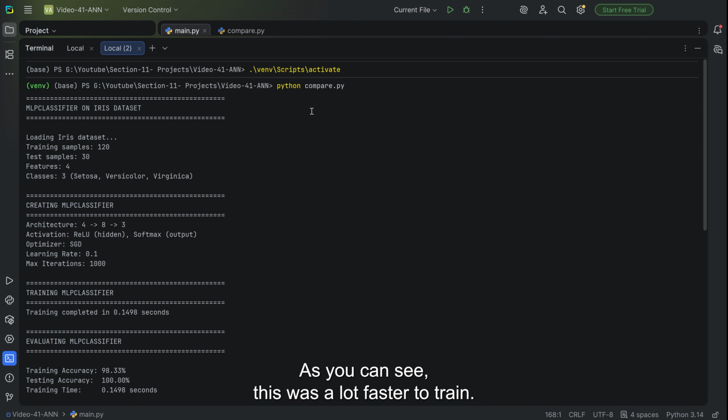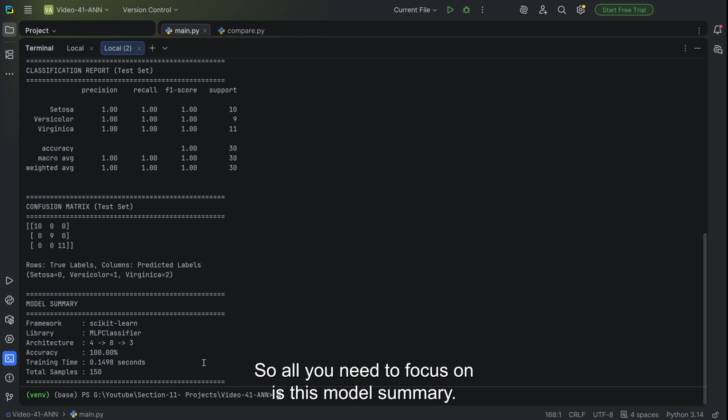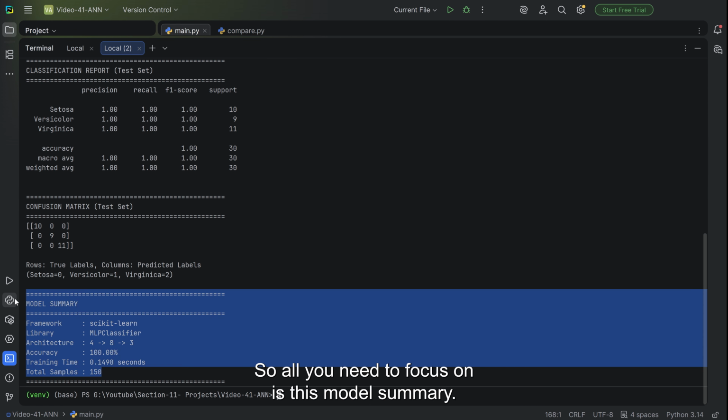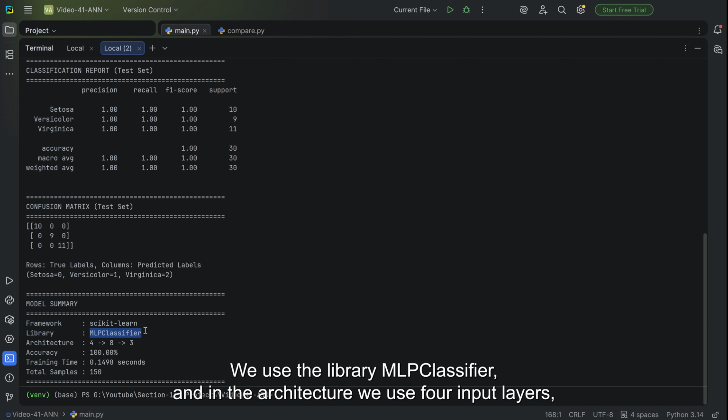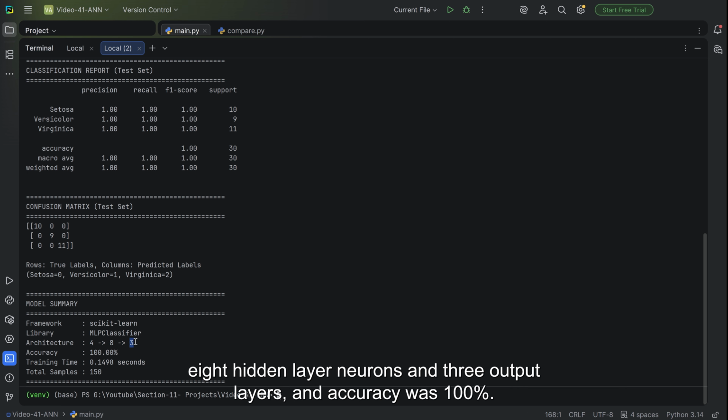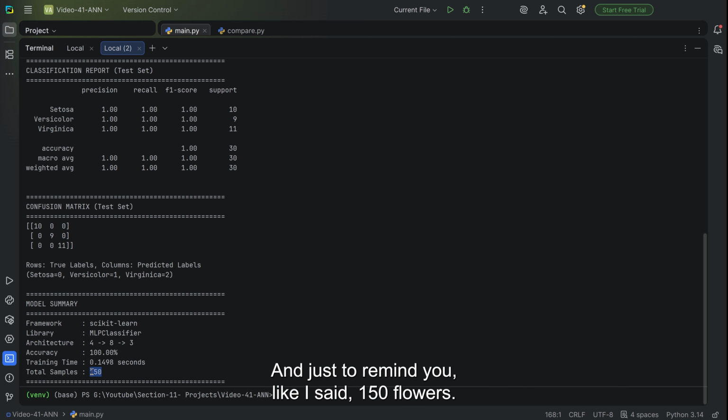As you can see, this was a lot faster to train. All you need to focus on is this model summary. The framework is Scikit-Learn. We use the library MLPClassifier. And for the architecture, we use 4 input layers, 8 hidden layers, and 3 output layers. And accuracy was 100%. And total test samples, like I said, 150 flowers.